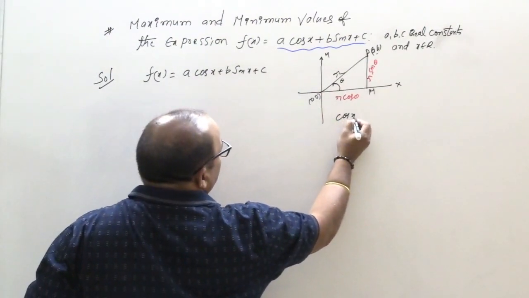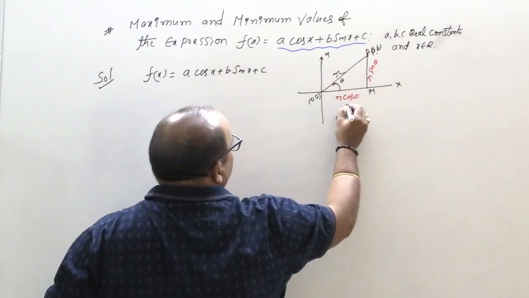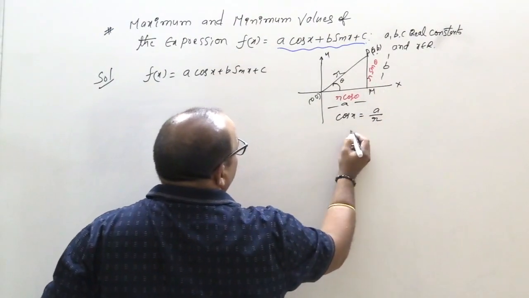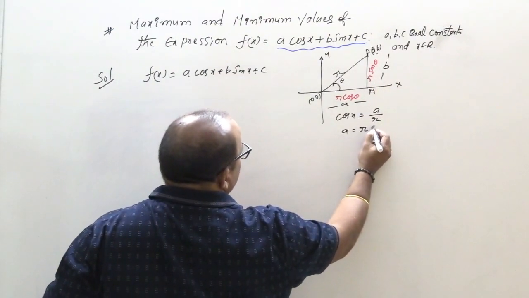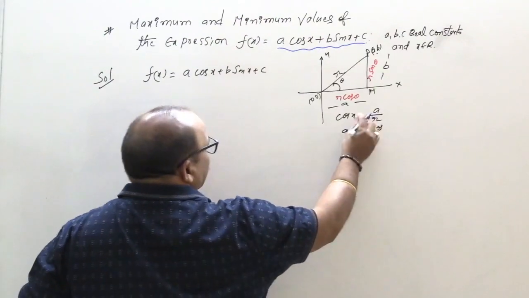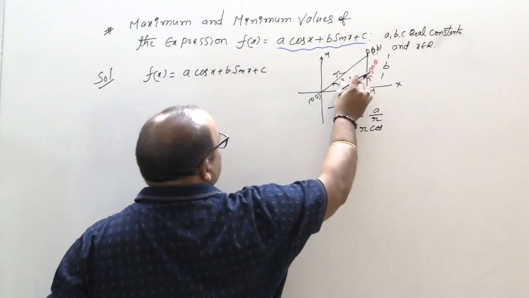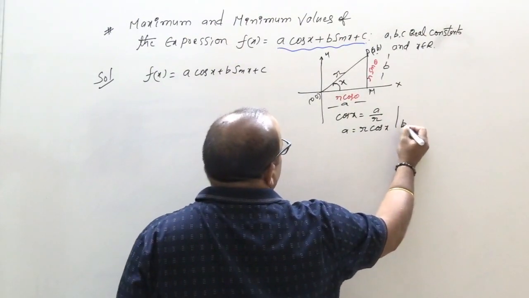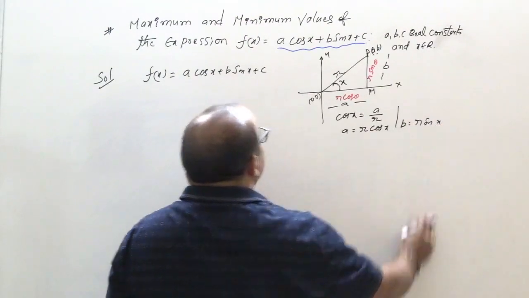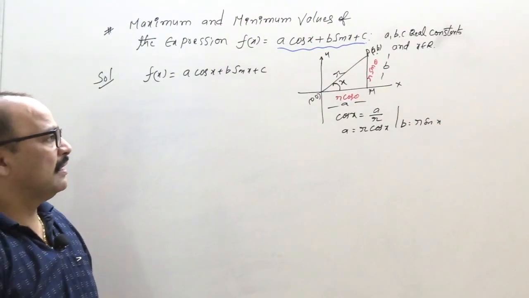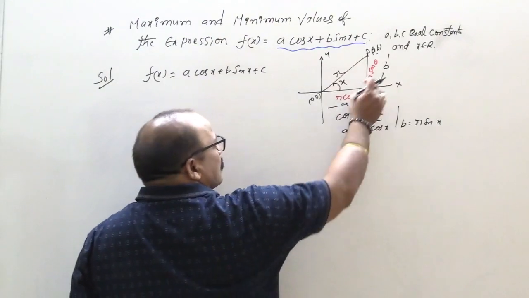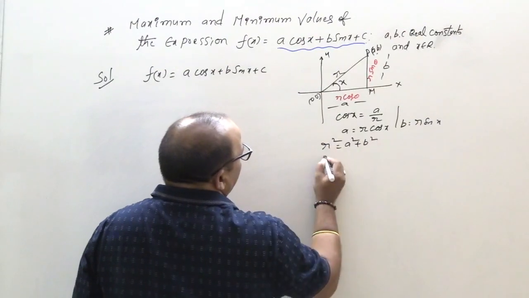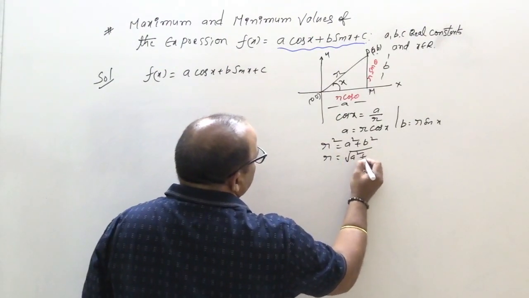How, sir? For the right angle triangle, apply this. Cos theta is equal to the adjacent side a, this length is a, this length is b, so a by r. So a is equal to r cos theta, students; here your angle is x, so a is equal to r cos x. Next, similarly, b is equal to r sin x. This is the concept. By using the Pythagoras theorem, side square plus side square is equal to r square. r square is equal to a square plus b square. The r value, the distance, is root of a square plus b square.